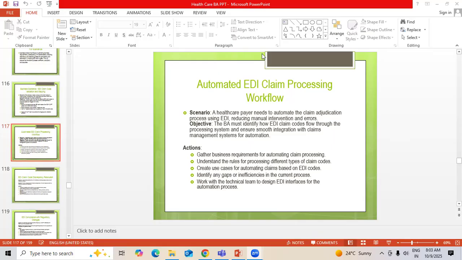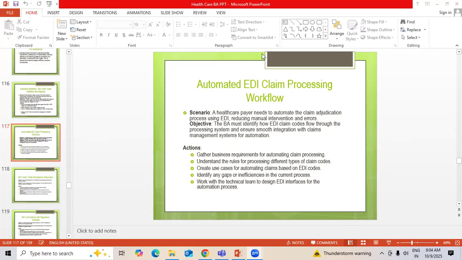Next, we should know the rules for the processing of different claim codes. It can be the HIPAA rules and regulations, because in the field of healthcare we follow different HIPAA rules and regulations. So we should understand what the different rules are for processing different types of claim codes. Based upon the HIPAA rules and guidelines, we have to develop the systems and applications. Only then will those applications and systems have acceptance, otherwise no. So this understanding is required.